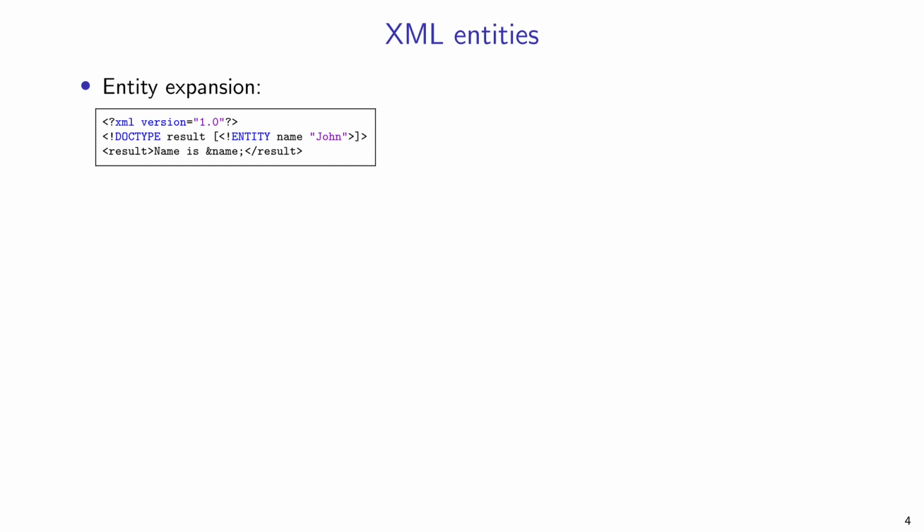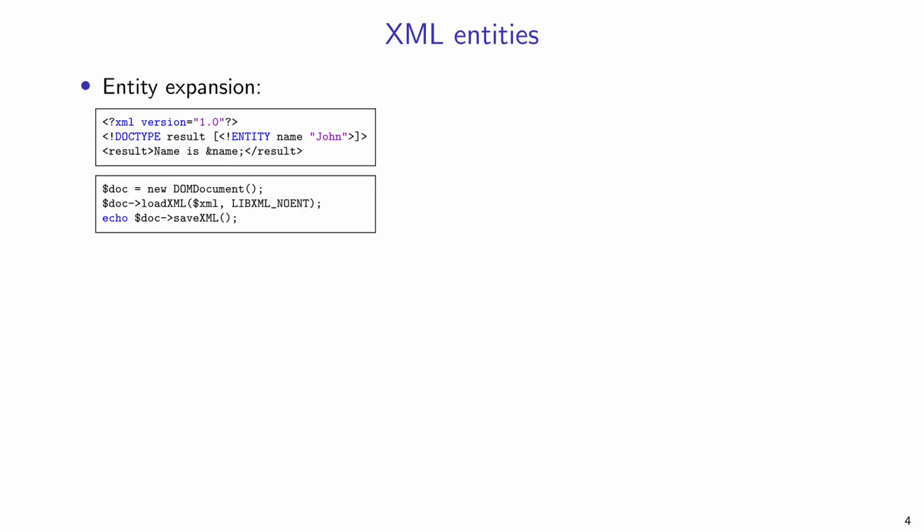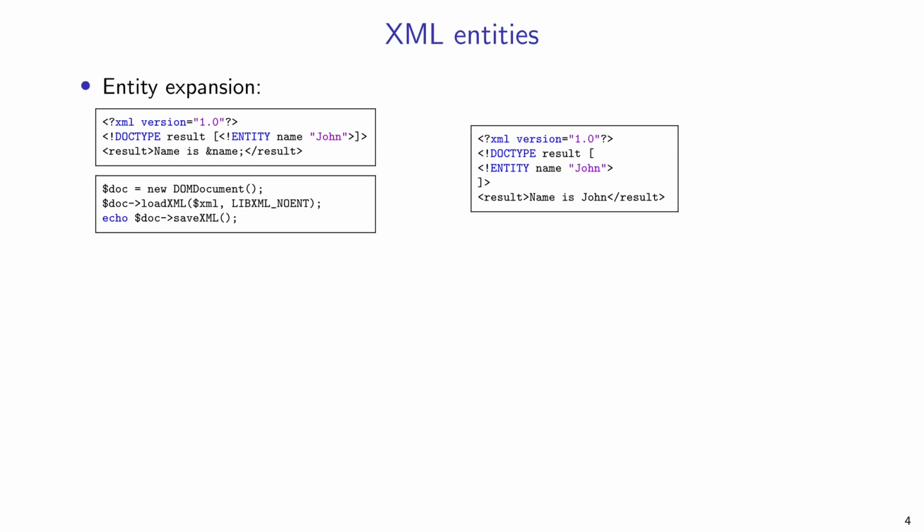And here's an example. So here we define an entity called name that contains the string John. Later, when we need the string, we can reference it using the defined entity. In PHP, we can load and parse XML content using the DOMDocument class. So here we specify the variable that contains the XML content, here the libxml library options, and use saveXML to return the parsed and expanded XML structure. And this will be the result. So here the name entity is replaced with the string John.